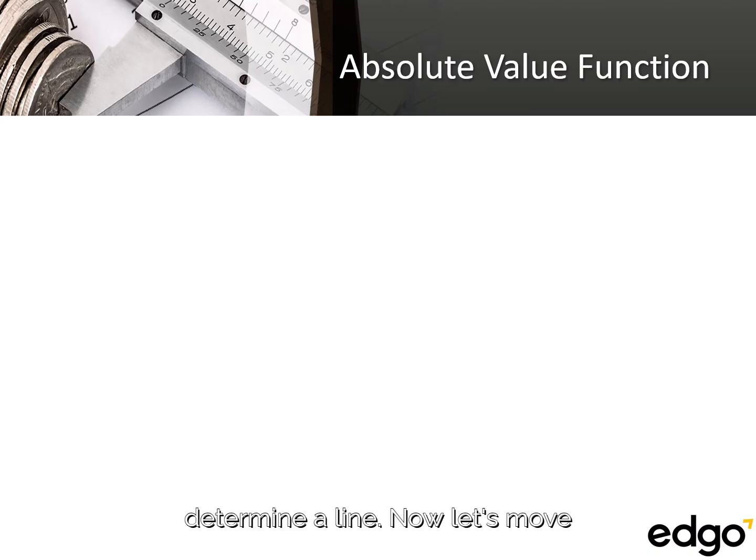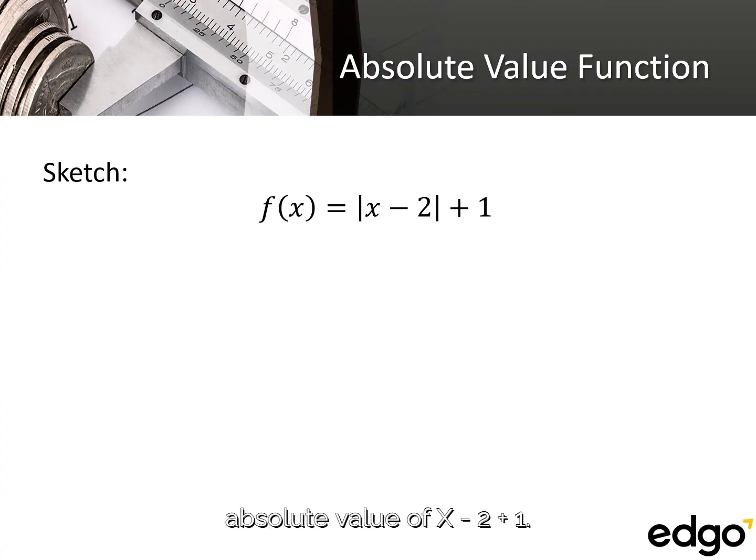Now let's move to an absolute value function. We want to sketch f(x) = |x - 2| + 1.